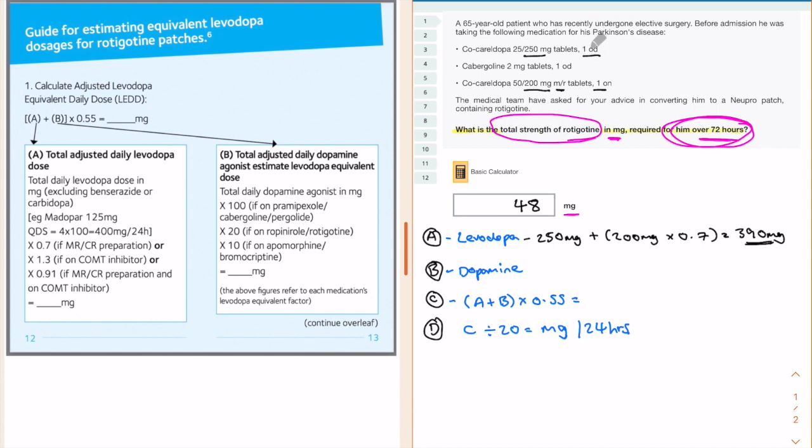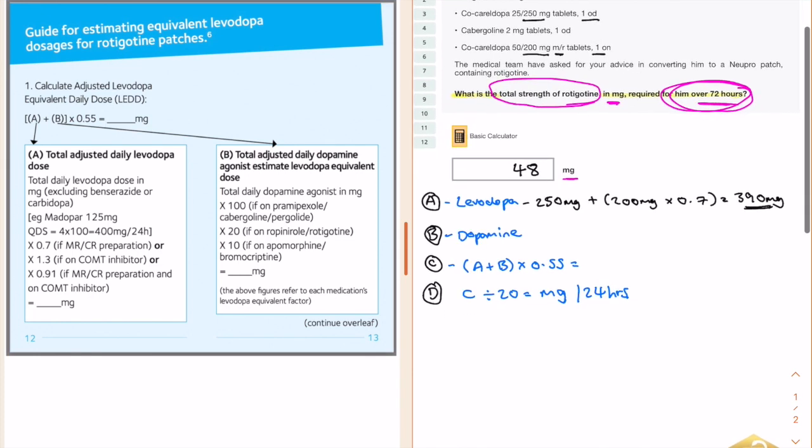So if they gave you a dose of twice a day or 3 times a day or 4 times a day for the standard release preparation, you would have to multiply that by the number of times a day they're taking it. So now let's move on to our dopamine calculation.